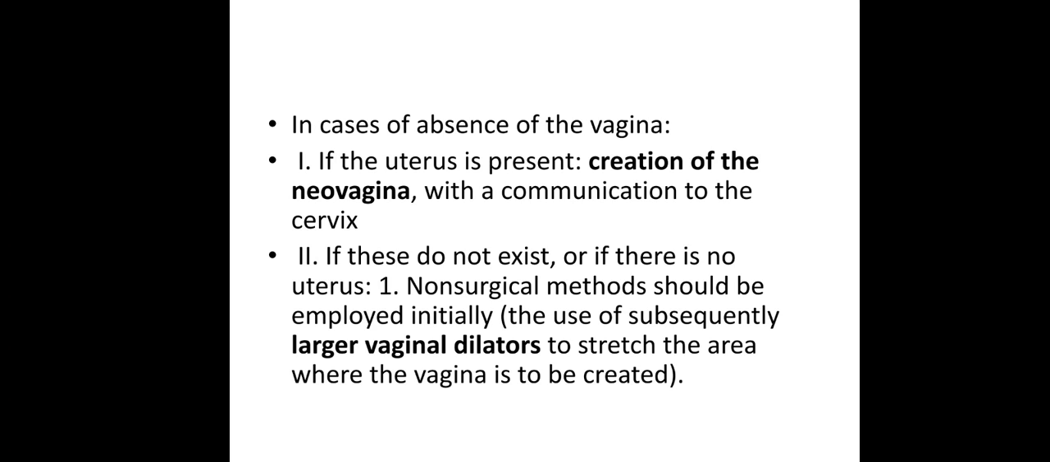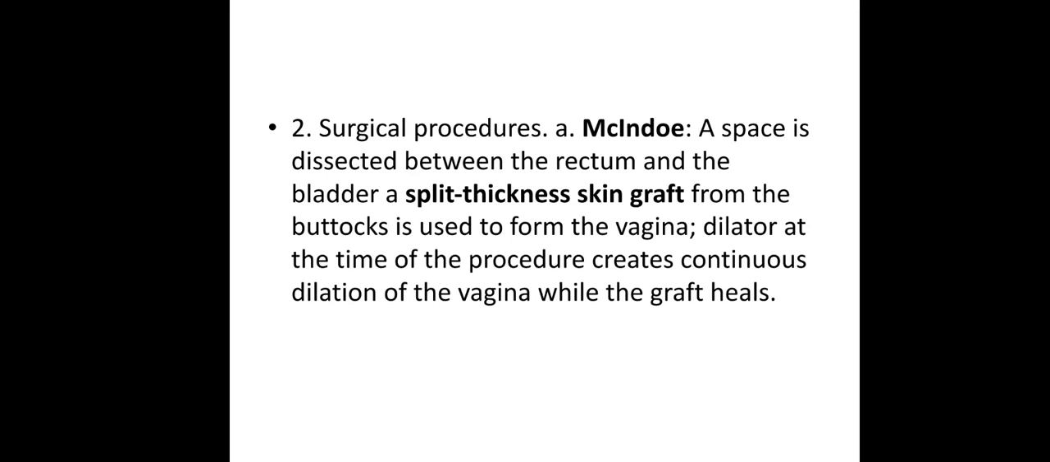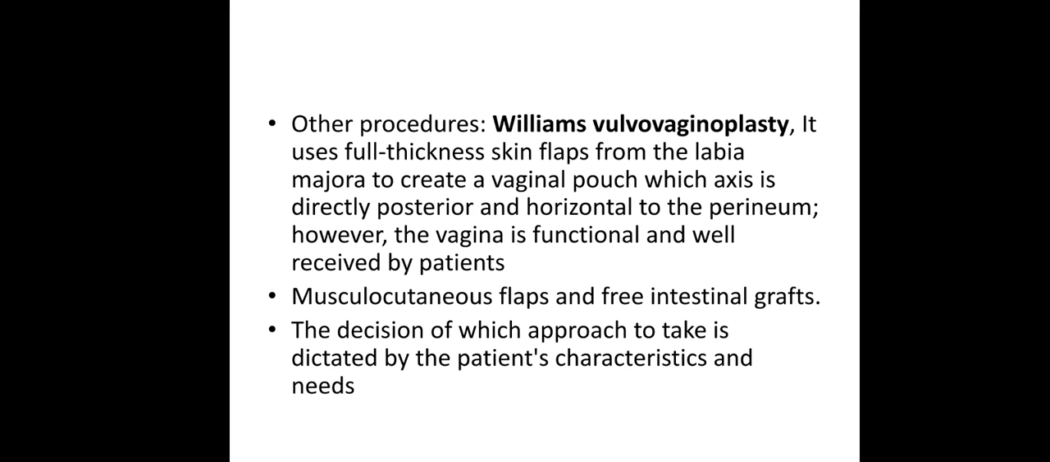In case of absence of vagina, neovagina creation can be employed. Initially you have to use some non-surgical methods to create the space for surgical procedures. McIndoe's space is dissected between the rectum and the bladder, and a split thickness skin graft from the buttocks is used to form the vagina. The dilator is put in at the time of the procedure to create continuous dilatation while the graft heals, and then you keep dilating it. The patient has to come to you repeatedly, maybe weekly or every 10 days to 2 weeks, to make sure it doesn't close out the vaginal cavity.